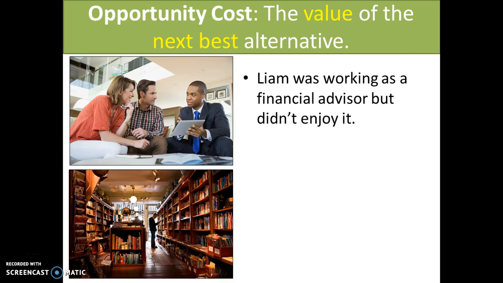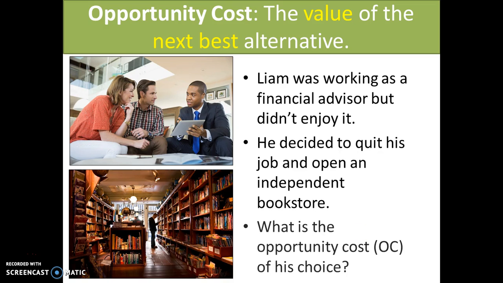Liam was working as a financial advisor, but he didn't enjoy it. So he had a couple of choices. He could continue working, or he could do something completely different. He decides to quit his job and open a bookstore. What is the opportunity cost of his choice? Well, he gave up the financial security, he gave up the pay that he was making, and in return, he got to be his own boss. He got to make all the decisions about everything with his business. And so by choosing to start his own business, he gave up the money that he was making as a financial advisor, along with the financial stability.